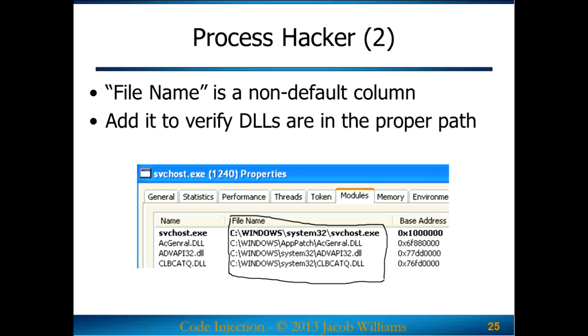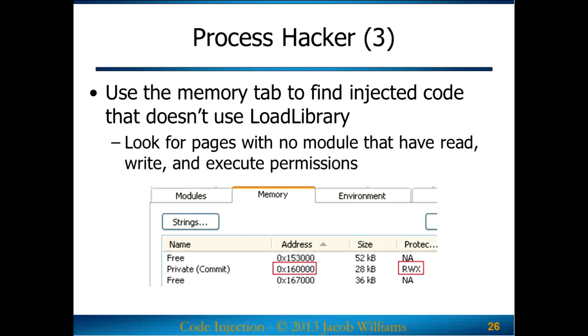Now this file name column here, which is the full path, is a non-default option. So you want to right-click in this top bar and choose columns and add file name, because otherwise you just get this. And that's not what you want. I mean, that's a good start, but we want to see the actual path. We want to verify the DLLs are where we think they're supposed to be. That way we can verify we're not subject to a path hijacking attack.